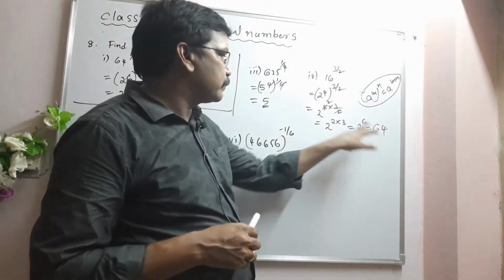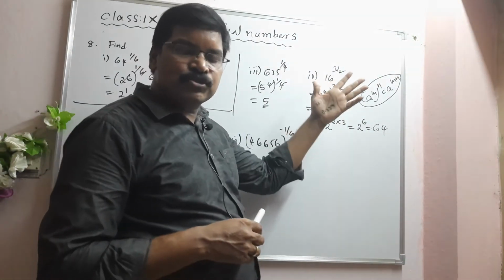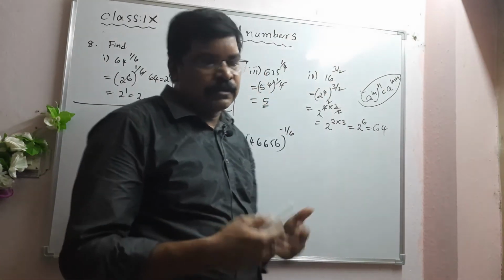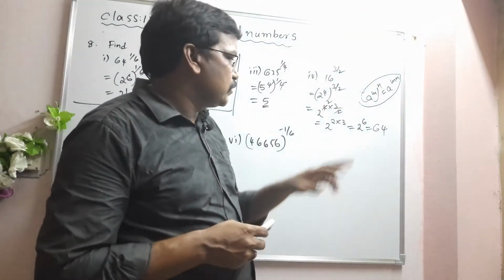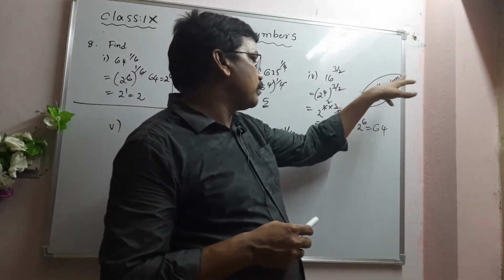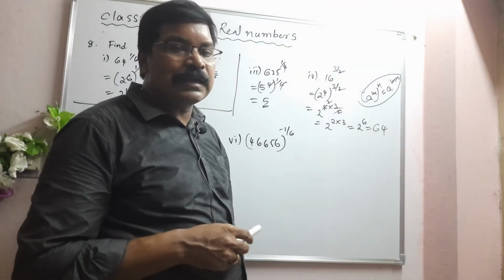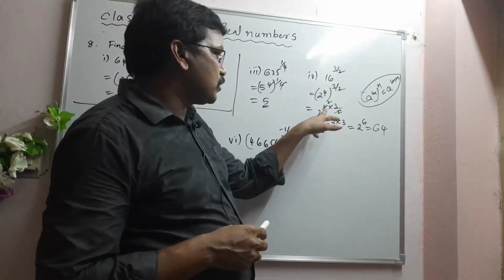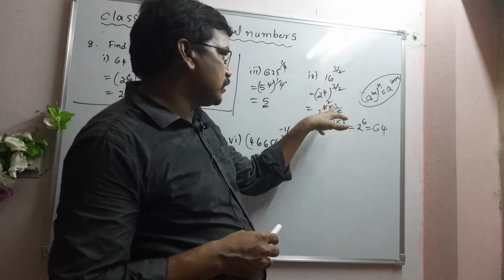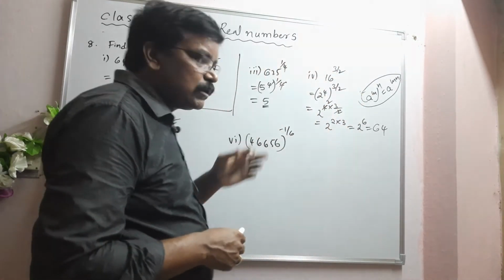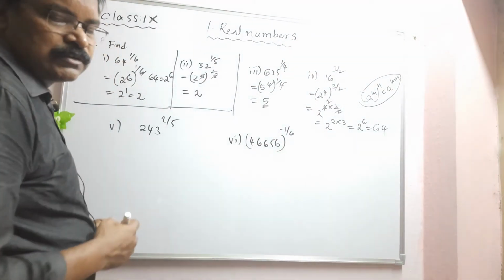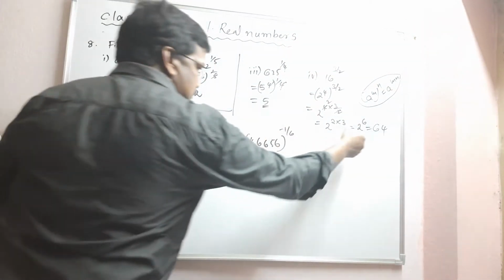Shall I repeat this sum? This 16 can be written as 2 to the power of 4 in the exponential form. 2 to the power of 4 whole to the power of 3 by 2. So this is in the form of a power m whole power n. That means a to the power of mn. So that is 2 to the power of 4 times 3 by 2. So 2 in 4 goes 2 times. So this is 2 to the power of 2 into 3. That is 2 to the power of 6, which is equal to 64. 2 to the power of 5 is 32. 2 to the power of 6 is 64.